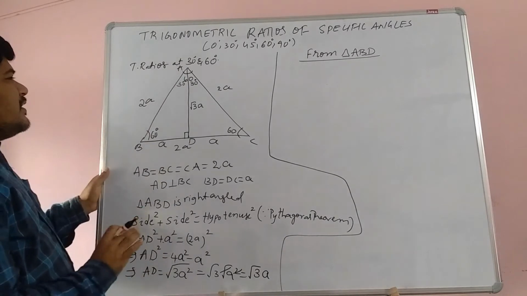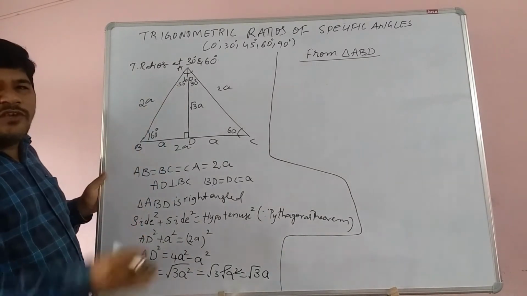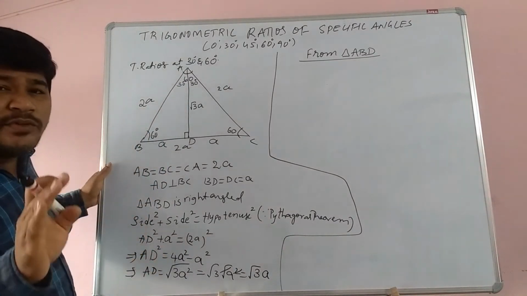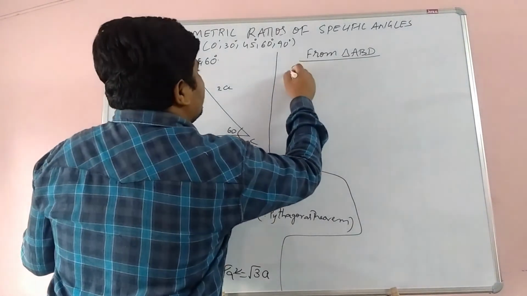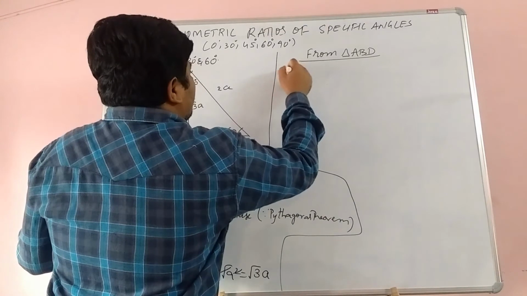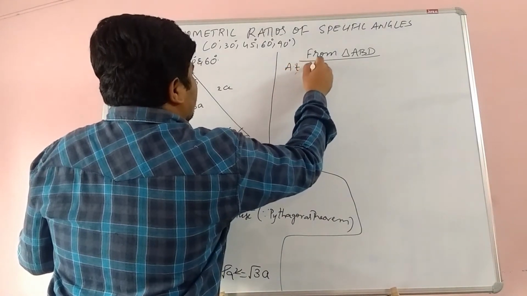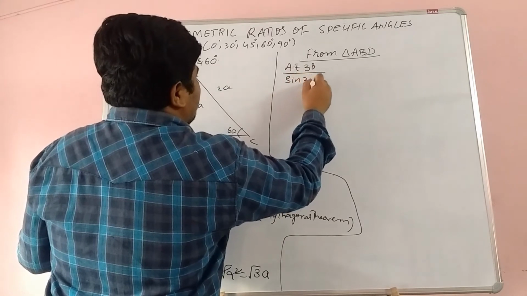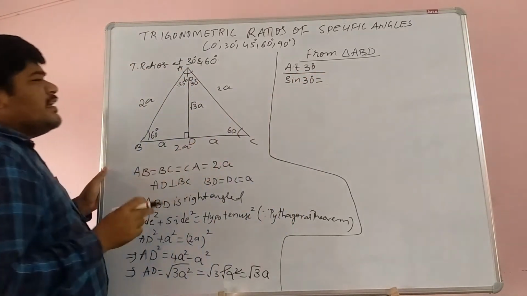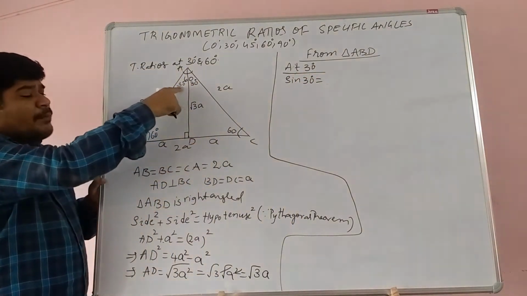Okay, so first I am taking sin 30. We know already that sin theta is equal to the opposite side by the hypotenuse. So sin 30 is equal to, at 30 degrees I wrote here. So students see, to 30 degrees what is the opposite side?